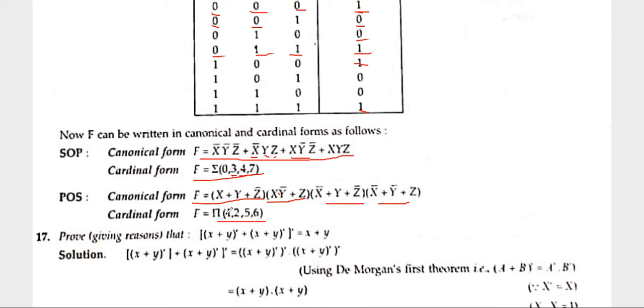In case of the cardinal POS, we will use the pi symbol here, and this will be converted directly into a decimal number. This is 0, because it's uncomplemented, meaning 0 0 1. So its respective binary number is 0 0 1. When 0 0 1 is converted into a decimal number, you will get 1. In the similar manner, you will find all the decimal numbers with respect to all the max terms.